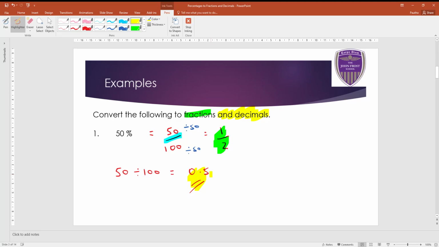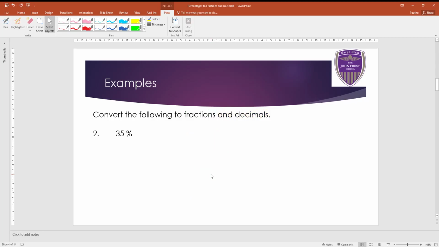That's an easy one, but example 2 is maybe slightly more challenging. So 35% means 35 out of 100. And I noticed this time 35 and 100 are both in the 5 times table. They've got a factor of 5. How many 5s in 35? 7. How many 5s in 100? 20. So in its simplest form, this is 7/20.